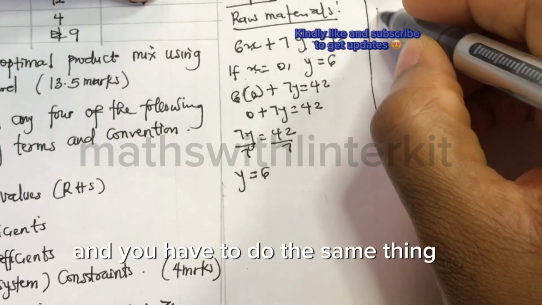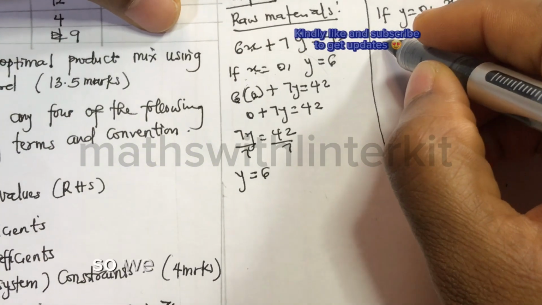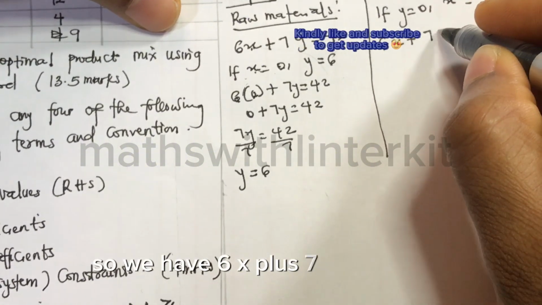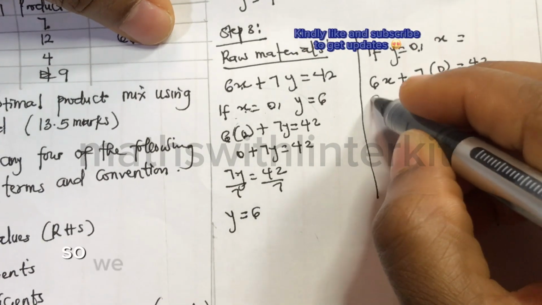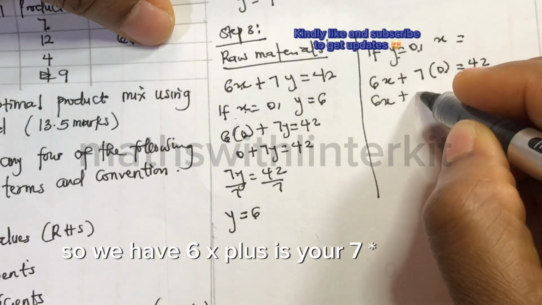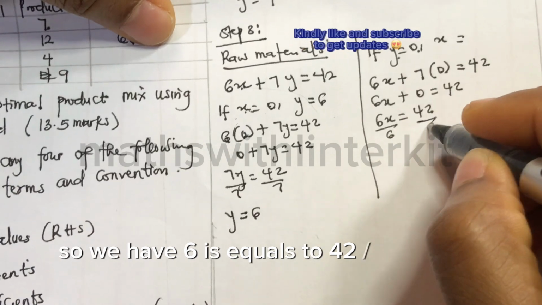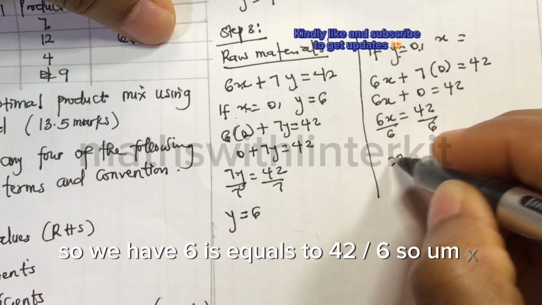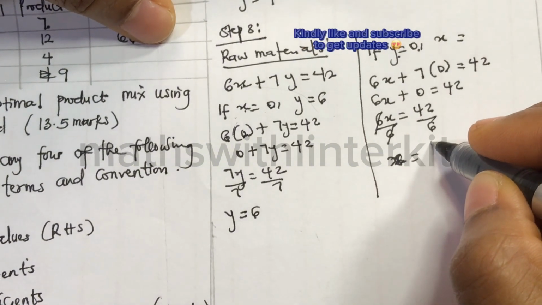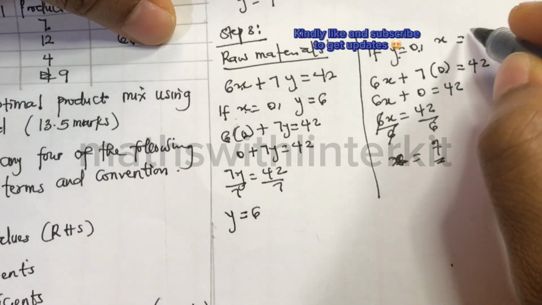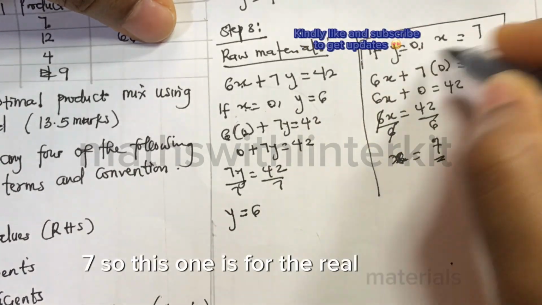And you have to do the same thing to that. If my y is 0, my x becomes what? So we have 6x plus 7, in place of y, I'm going to substitute it to be 0, equals 42. So we have 6x plus 7 times 0, that's 0, equals 42. So we have 6x equals 42. Divide both sides by 6. So x becomes what? That will be 7. So this one is for the raw materials.